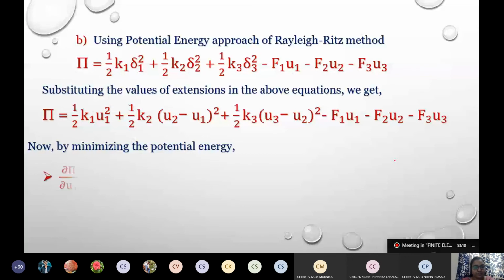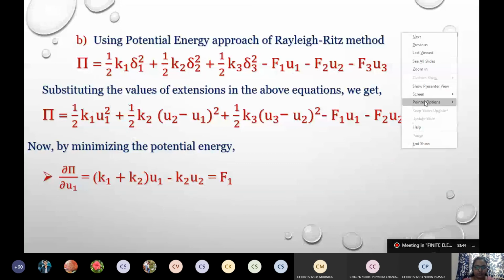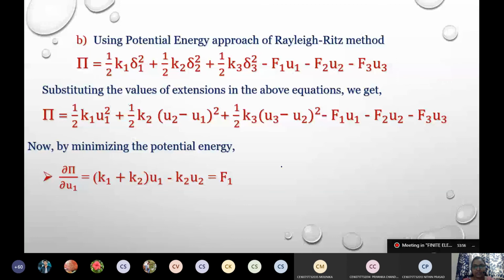I'll give you the first equation. Partial differentiation of the given equation with respect to u1, and it is equated to 0. That is minimizing the given potential energy. Partial differentiation dou pi by dou u1 is equal to 0. So whatever equation you get, if you equate it to 0, you end up with this final equation: K1 plus K2 into U1 minus K2 U2 is equal to F1. That's the first equation we get.